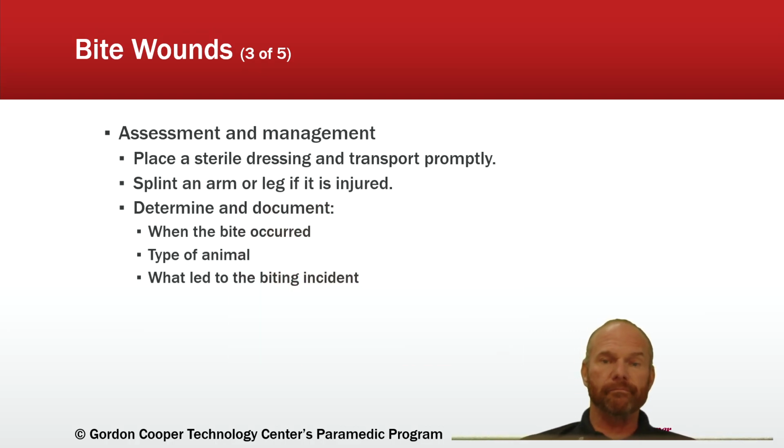For an animal bite, place a dry, sterile dressing and transport promptly. Now, if there's gross contamination, irrigation with sterile water before placing a dressing should be considered. Then splint an arm or leg if it's injured. Then determine and document when the bite occurred, the type of animal, and note if the wound is a human bite and what led to the biting incident.